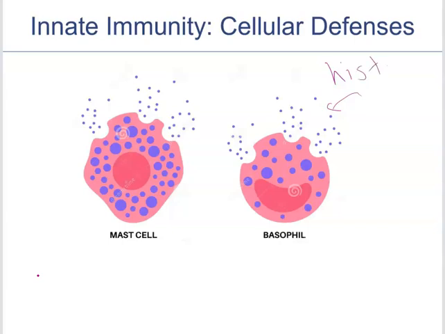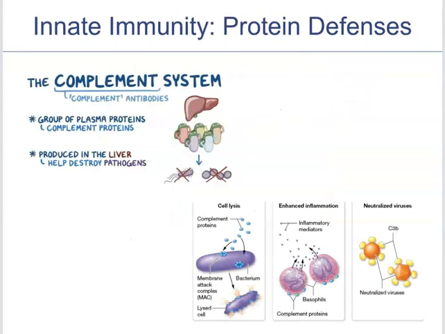Now, histamine has a lot of functions in the body. We will be looking at it as what it does for the inflammatory response. We'll look at that shortly. So we have cells, we have proteins. So these are just proteins that are going to defend us against any kind of non-self pathogen.